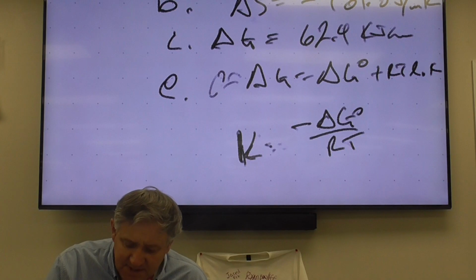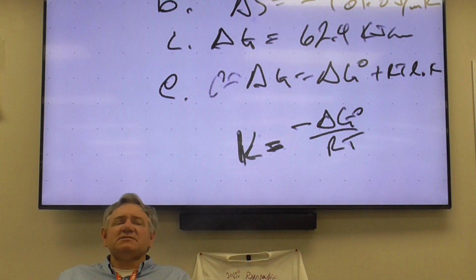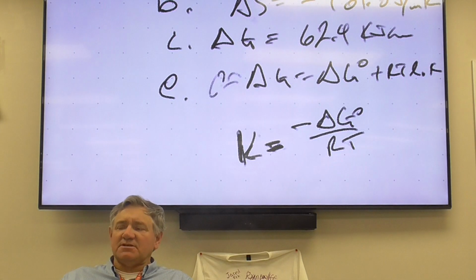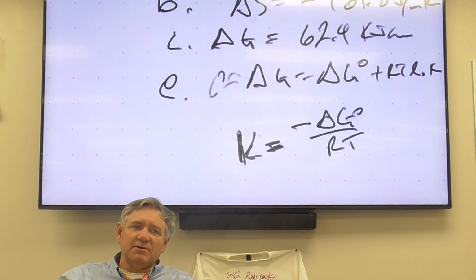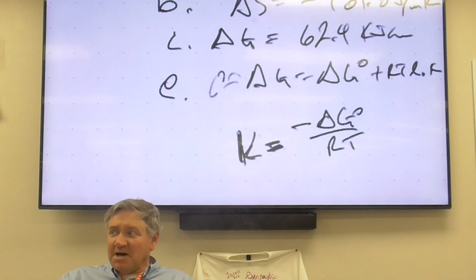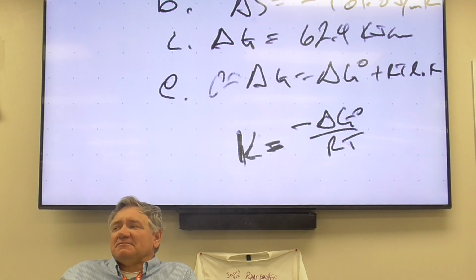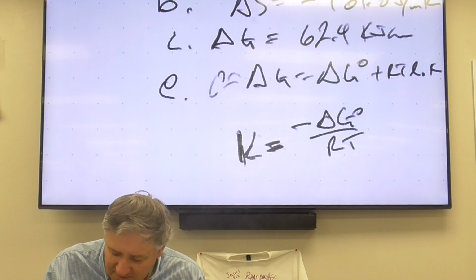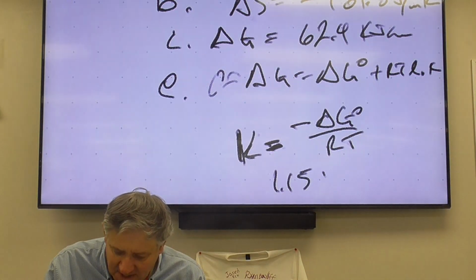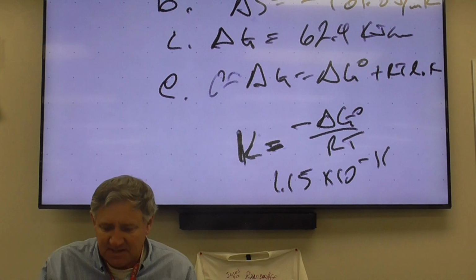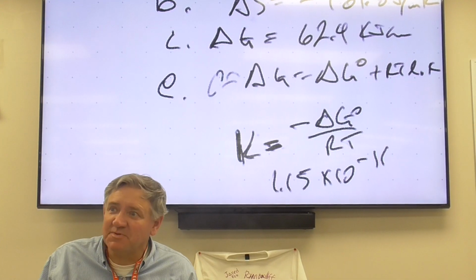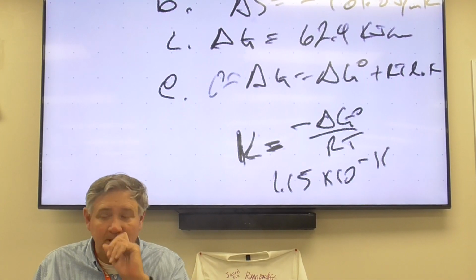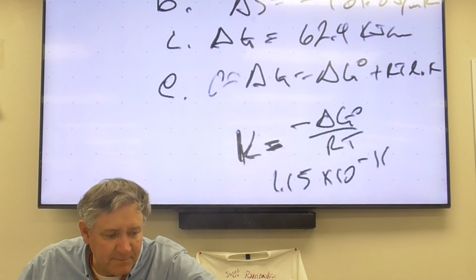Now, before you do any calculations at all, this is a non-spontaneous reaction. Is your K value going to be a big number or a small number? It's going to be a small number because it's not spontaneous. So if you do your K value, you get 1.15 times 10 to the negative 11, which matches with the idea that this isn't spontaneous. That should all form a big web.